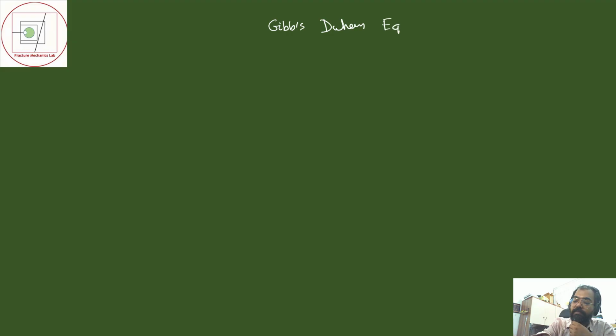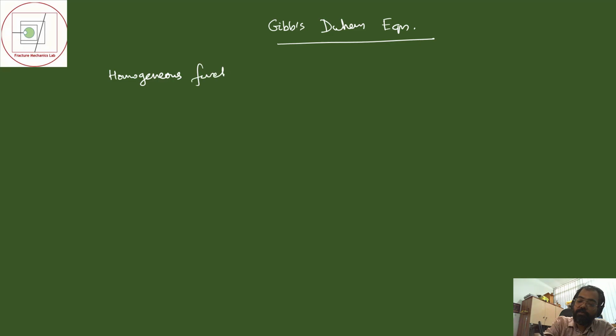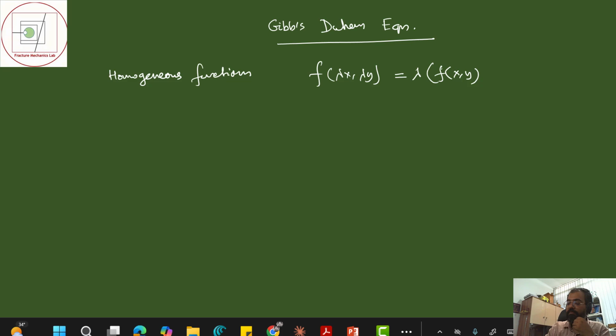Gibbs-Duhem equation, and before that we want to use the idea of homogeneous functions. So homogeneous functions are those functions which can be defined as, say, f(x, y) is a homogeneous function if f of lambda x and lambda y can be written as lambda times f of x and y. So that becomes a homogeneous function.